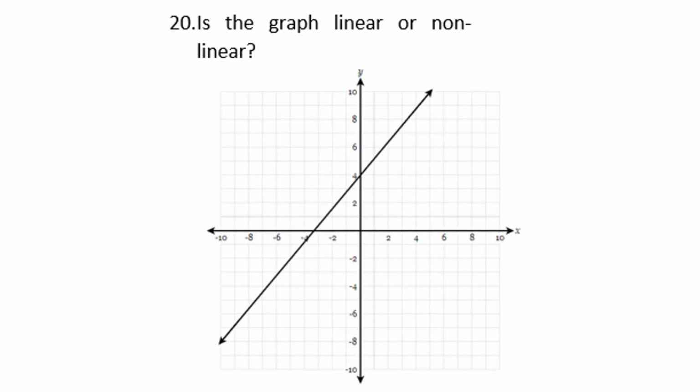Number 20, is the graph linear or nonlinear? The graph goes all the way across the page. There are no bumps, curves, or stoppages, and so this is a linear graph.